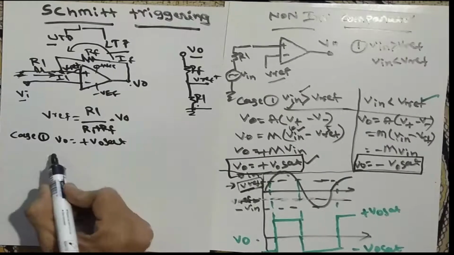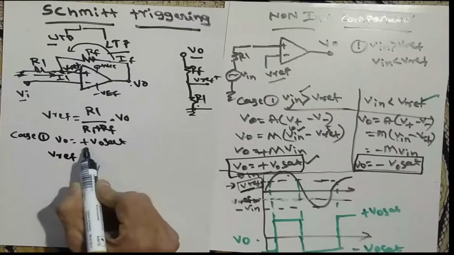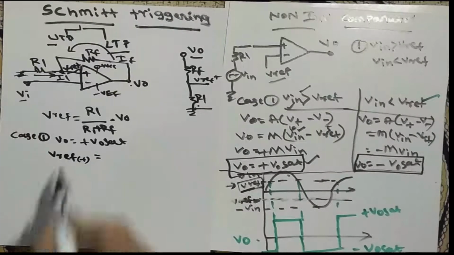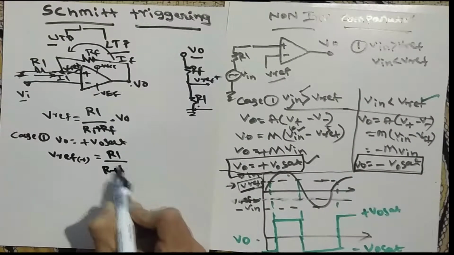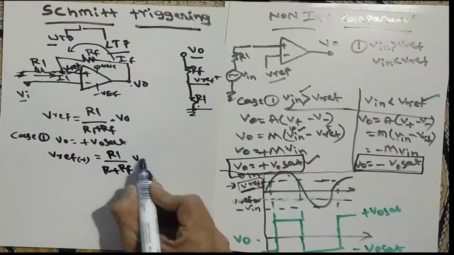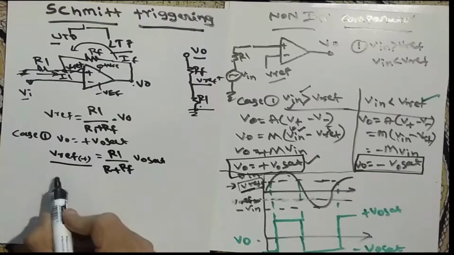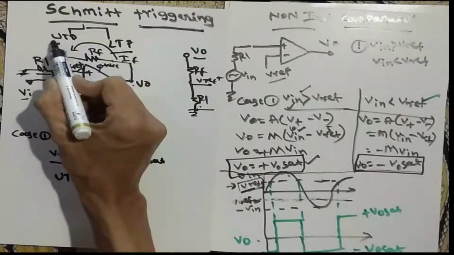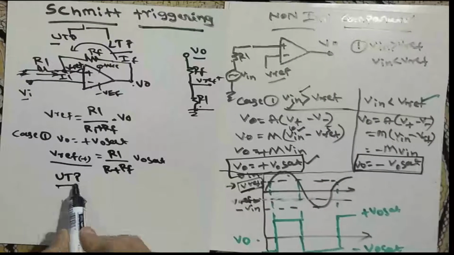So what happens? Your V reference equation becomes V reference, we can call it here plus V0 saturation. So I will call it plus. Later we will give a proper name to this one. This is equal to R1 divided by R1 plus RF, which remains the same, but V0 becomes plus V0 saturation, so we can call it V0 sat. This V reference plus we are calling UTP. That is nothing but V reference 1, and this is the positive part, so it is the upper part, called the upper trigger point.